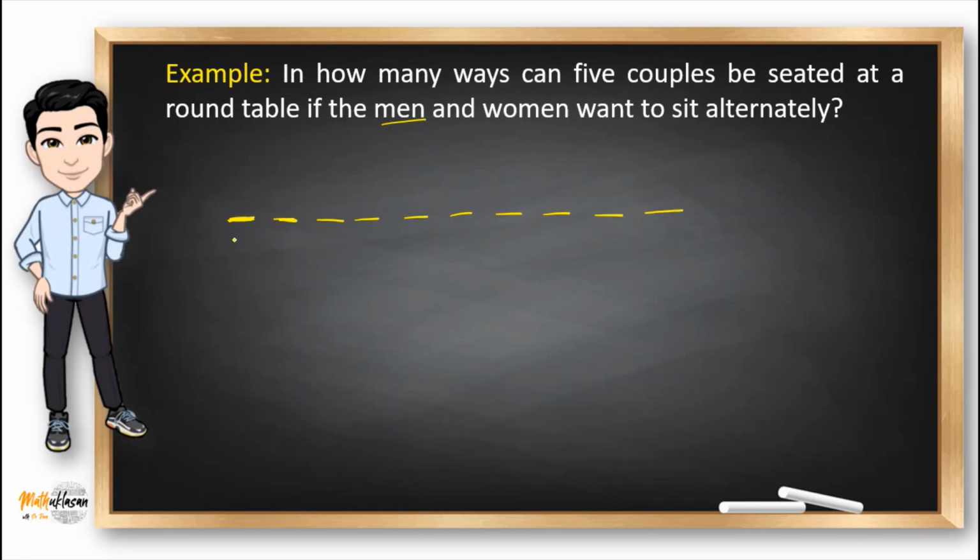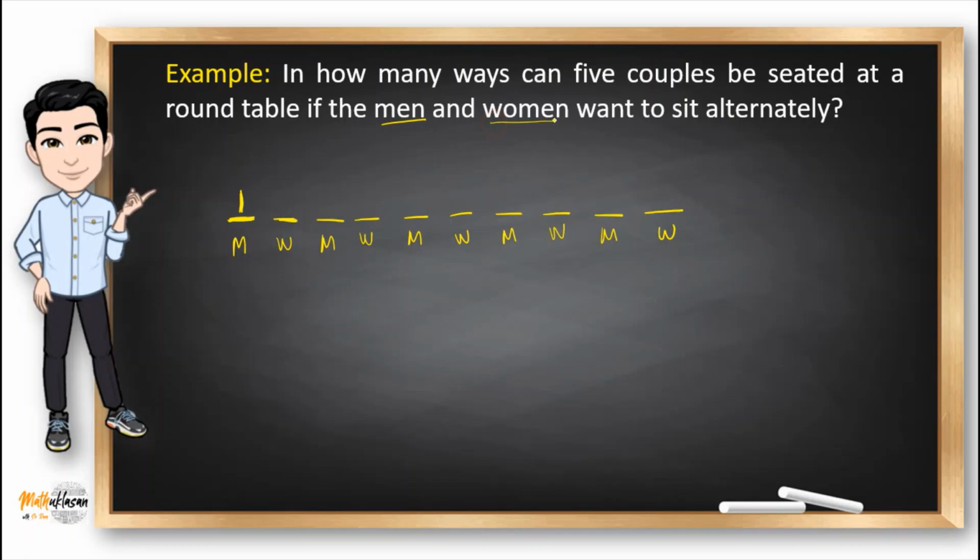So man, woman here. Then man, woman, man, woman, and so on, alternating. Say the first man will sit here. That is just how many arrangements? That's just one. There are 5 men, remember. So the first one will sit here, and that is only one arrangement because if it's circular, the arrangement of this first person will not actually change the arrangement of the whole set.